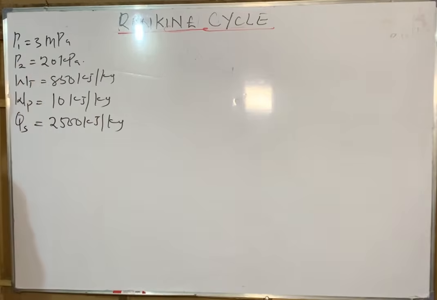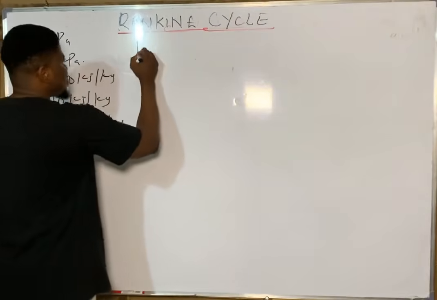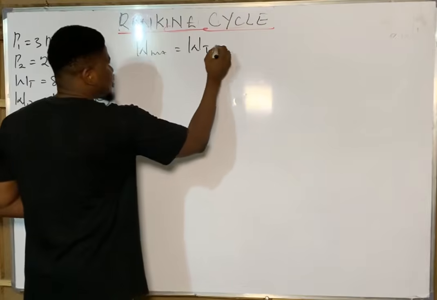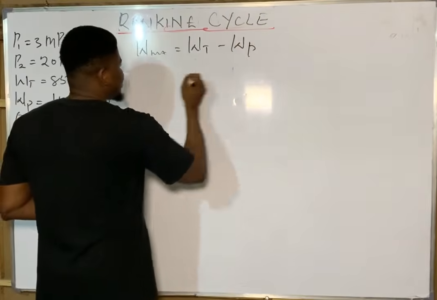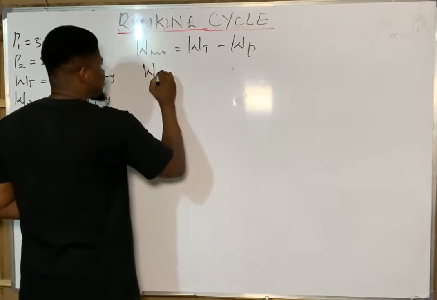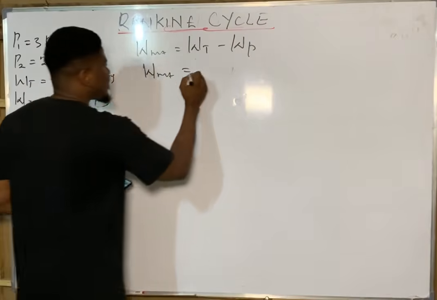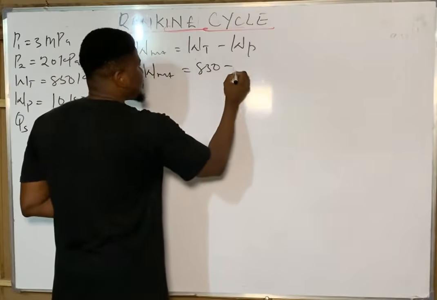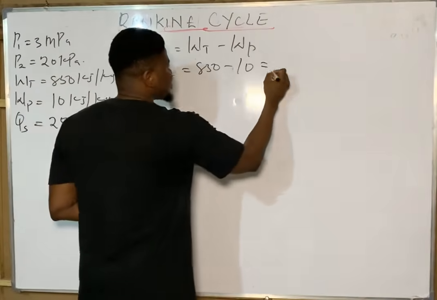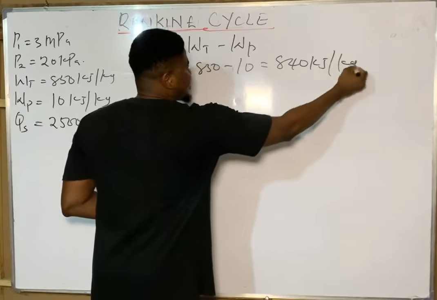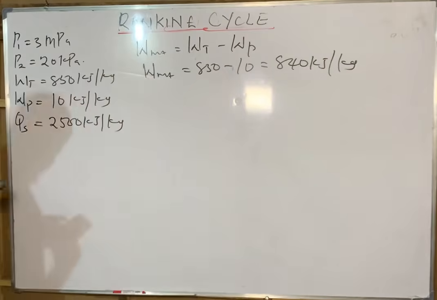So we are asked to find first the network output. Our network equals turbine work minus pump work. So network equals turbine work is 850, pump work is 10. So this simply gives us 840 kilojoules per kilogram. This becomes our network.